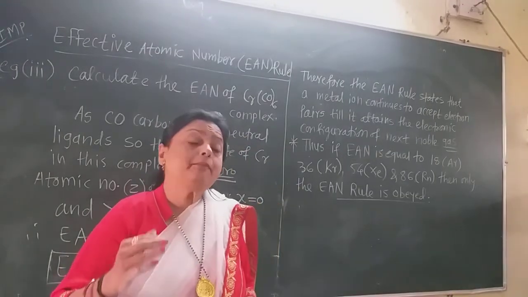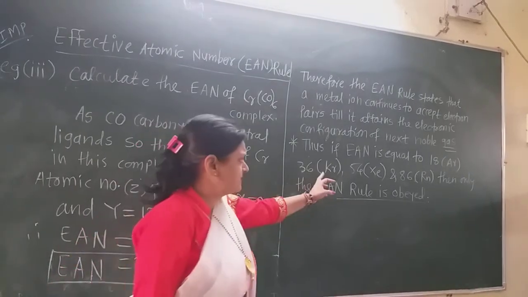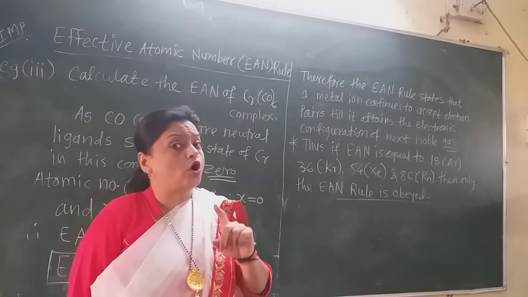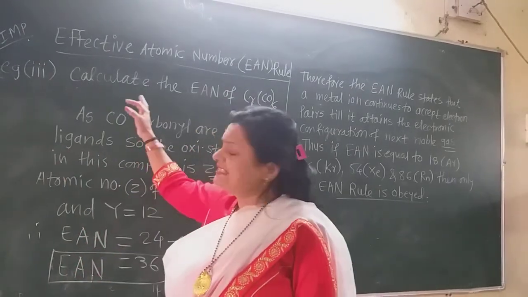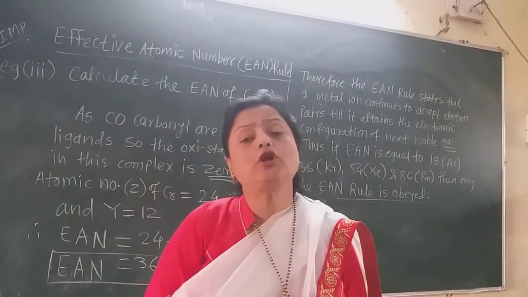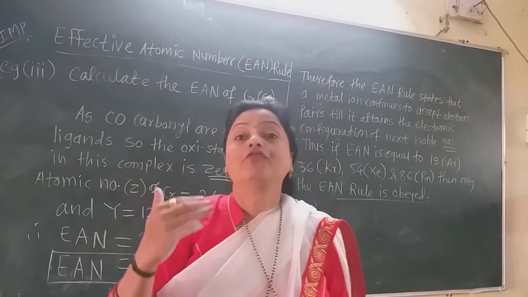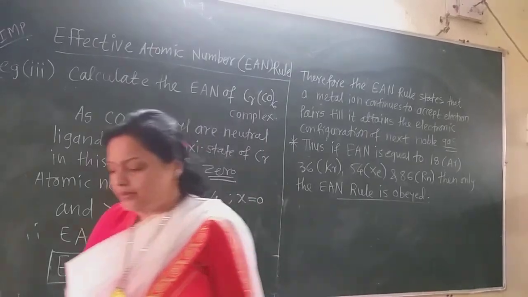obeys the rule. If the effective atomic number is other than the atomic number of the noble gases, then that complex does not obey the effective atomic number rule. Now we will see all the three problems. In all the three problems, the effective atomic number rule is obeyed by these complexes. Now we will see which are the complexes which do not obey the effective atomic number rule.